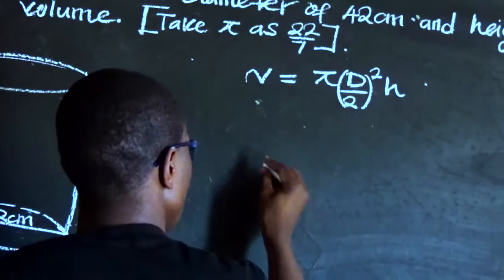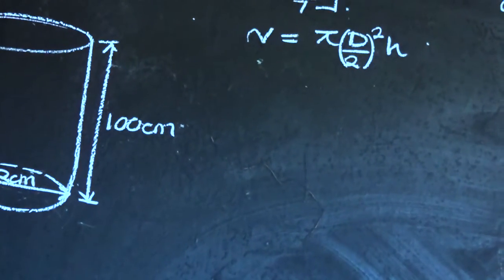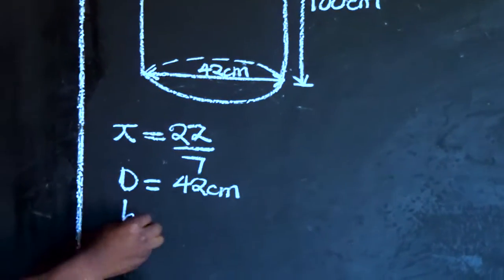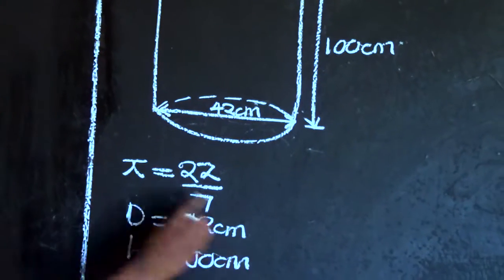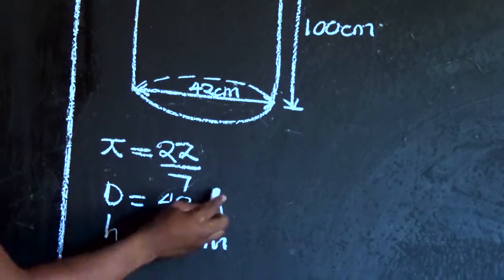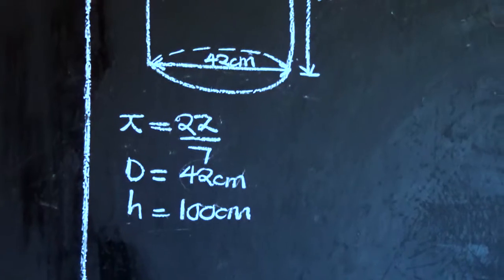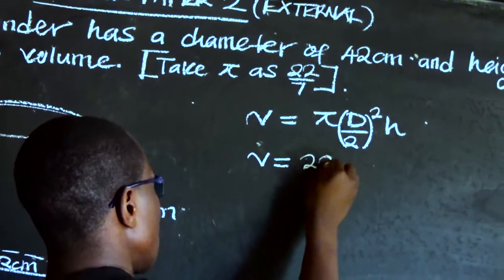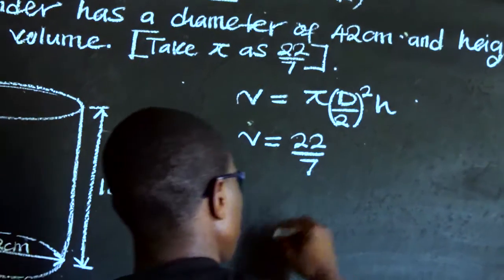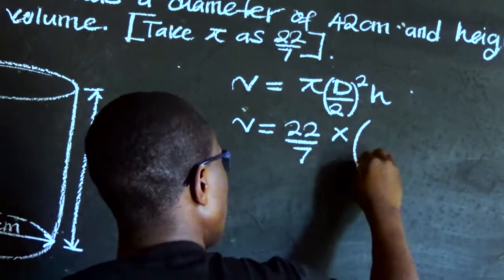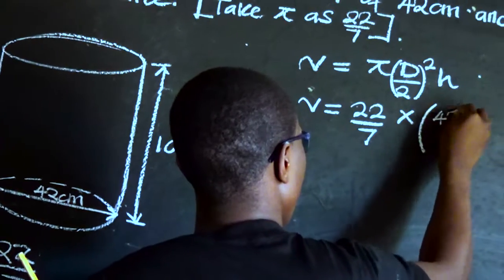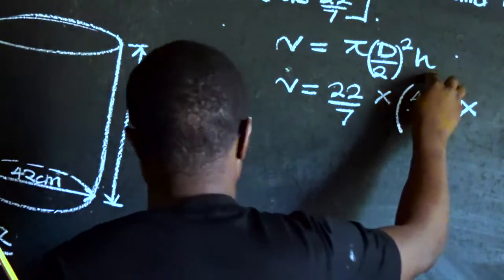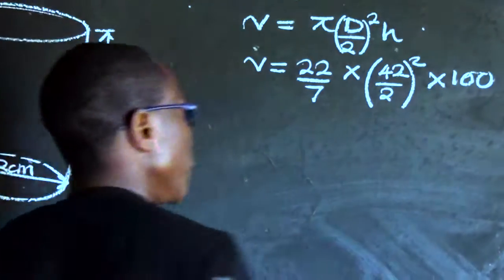Okay? So we can now substitute. In this case, we have been given the diameter to be what? 42. This is our diameter. Then our height is what? It's 100 centimeters. So pi is 22 over 7, diameter 42, and the height is 100. Okay? So we say volume is equal to, what is our pi? 22 over 7. Okay? Multiplied by the diameter, 42, over 2 squared. Okay? Multiplied by our height, which is 100. Are we together, people?